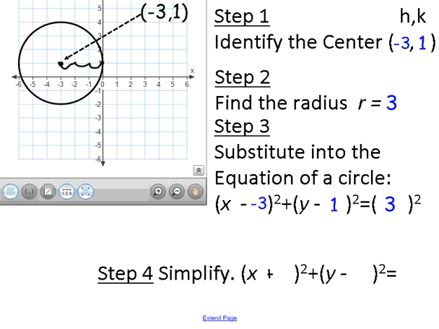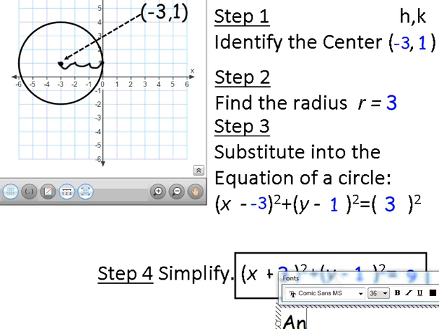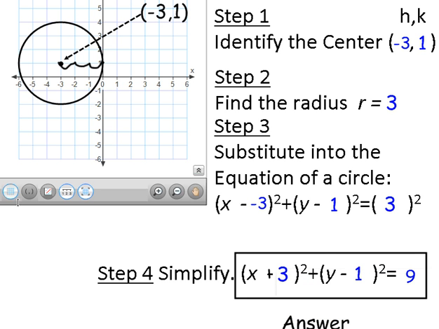The point is this, right? Those two negatives are going to become addition. So that x minus -3 becomes x plus 3 squared. And then that y minus 1 is just going to stay as y minus 1. 3 to the second power is 9, so that's a 9 there. So this is our final answer, and that's the equation of our circle.